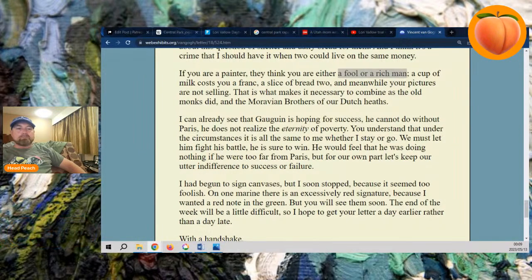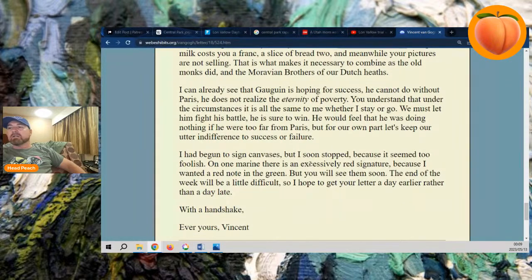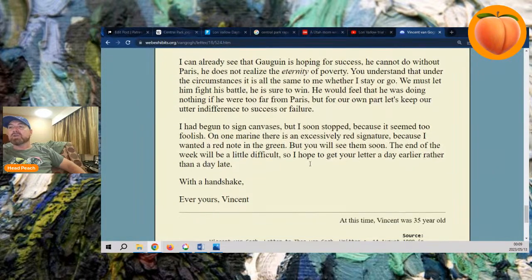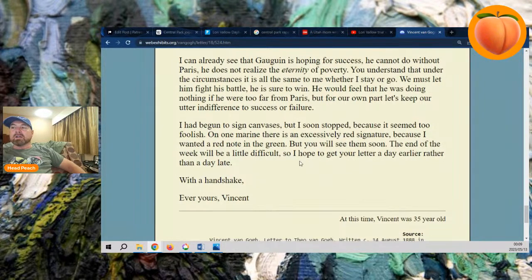Okay. So he says, I can already see that Gauguin is hoping for success. He cannot do without Paris. He does not realize the eternity of poverty. You understand that under the circumstances, it is all the same to me whether I stay or go. We must let him fight his battle. He is sure to win. He would feel that he was doing nothing if he were too far from Paris. But for our own part, let's keep our utter indifference to success or failure.